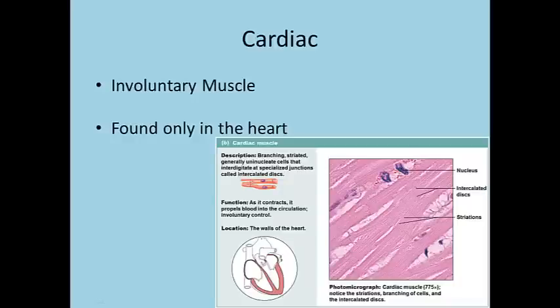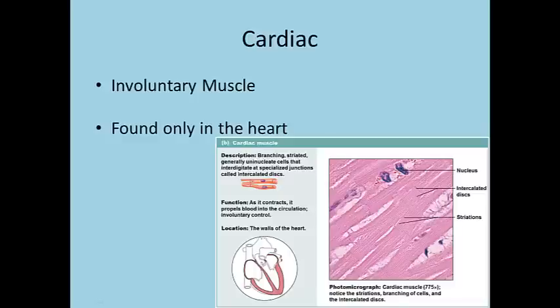The second subtype of muscle tissue is cardiac muscle, and this is the involuntary muscle that's found in the heart. Now, this is only going to be found in the heart, so we will not find it anywhere else in the body, and it is specifically set up to cause those contractions to generate pressure on the blood in the heart.